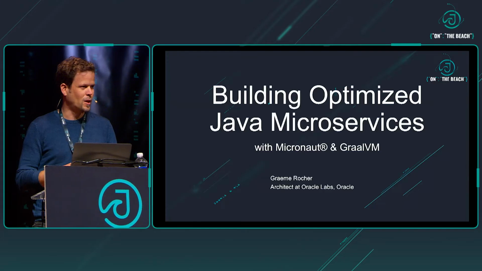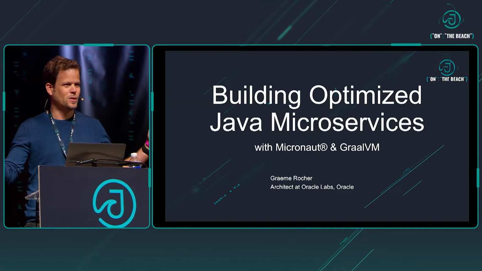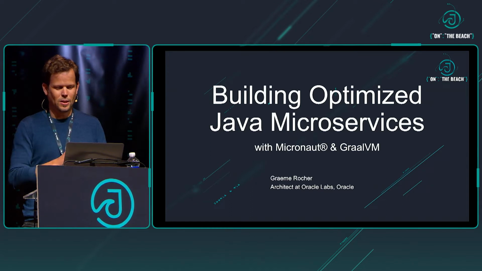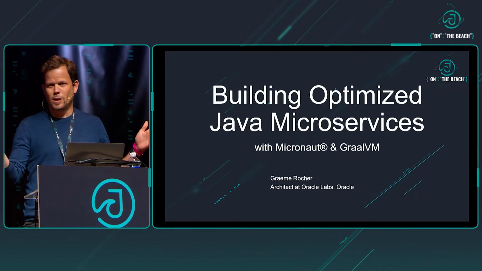So my talk today is building optimized Java microservices with Micronaut and GraalVM. Show of hands, any of you in the audience heard of Micronaut? Few hands. Okay, good. GraalVM? Few more hands. So these are relatively new technologies, right? I'm an architect working at Oracle Labs on these technologies on a daily basis. So I'm kind of in the world of Micronaut and GraalVM, but I know there's a whole plethora of people out there who are not familiar with these technologies yet, and it's my job to get you familiar with them.